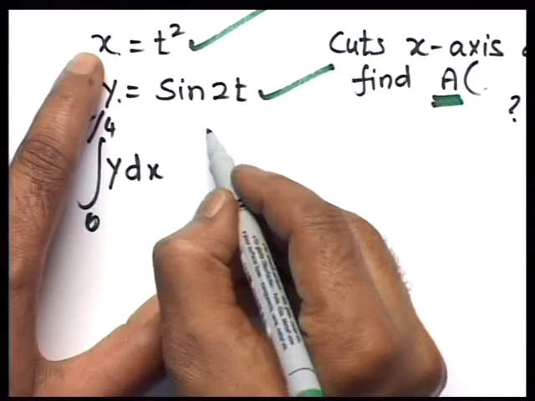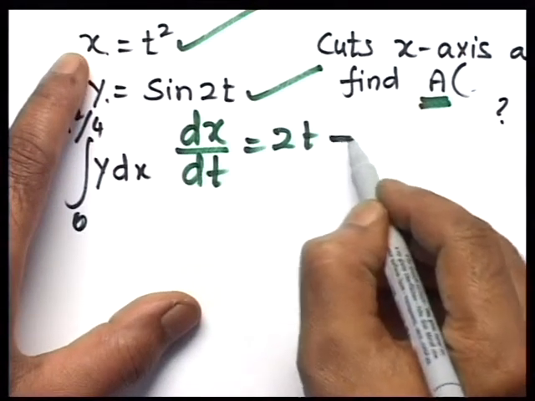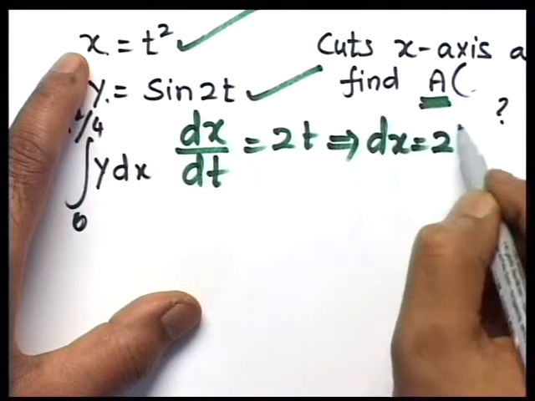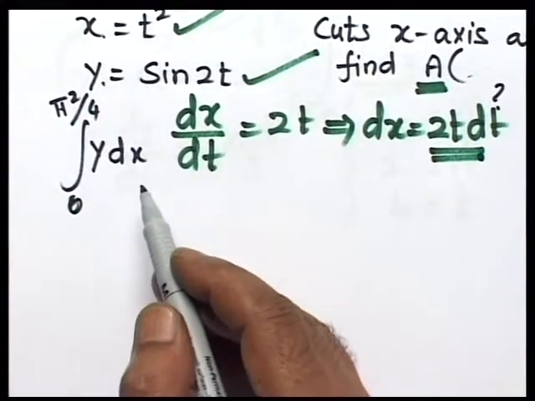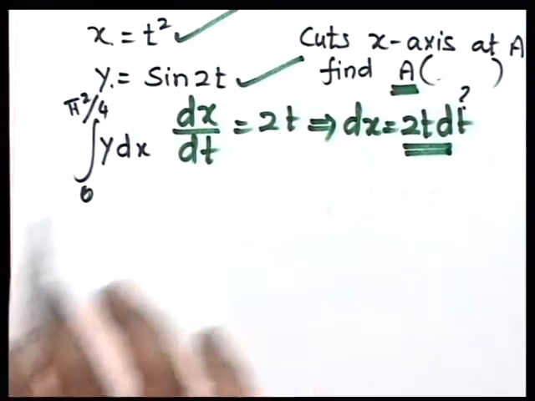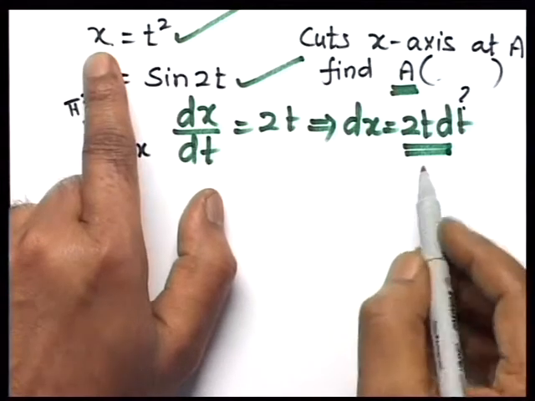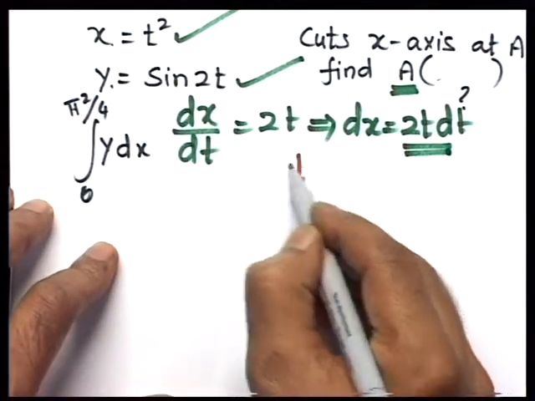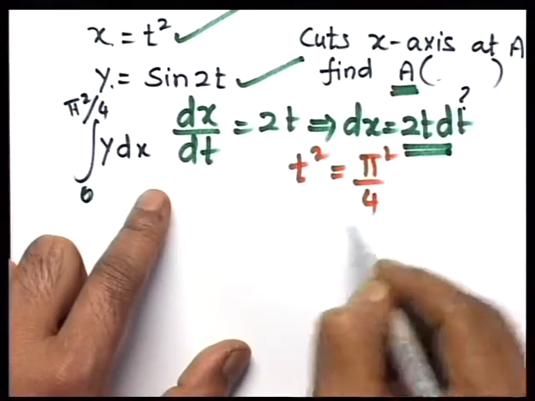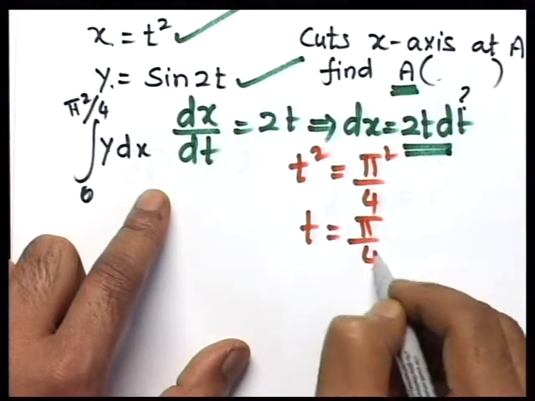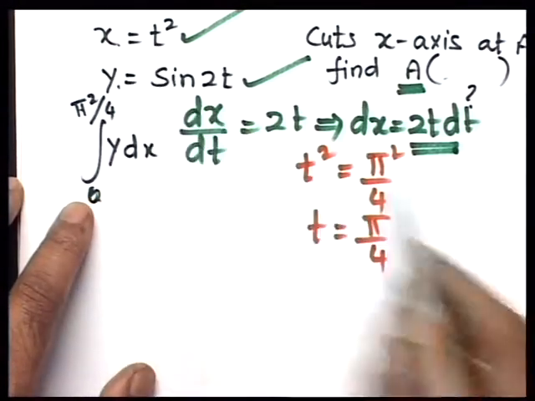Okay, dx over dt, that's what we do first, is equal to 2t. That implies dx equals 2t dt. That's what I'm going to substitute there. Then we need the new limits. X is pi squared over 4, so t squared equals pi squared over 4. That looks nice because t equals pi over 2. That's the top limit. If x is 0, then t will be 0.